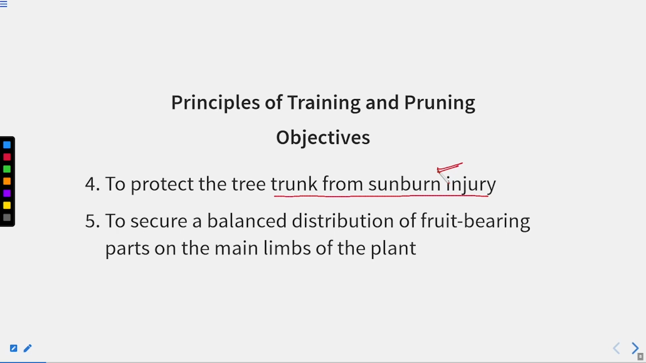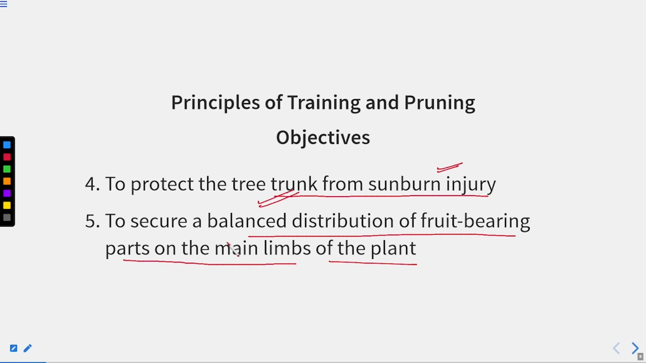The lower branches should get some shade also, right? They get proper light also and sometimes shade also. So this is done with the help of training to secure a balanced distribution of fruit bearing parts on the main limbs of the plant. So the different branches, they bear flowers, they bear fruits after fertilization, right? The flower changes to fruit.